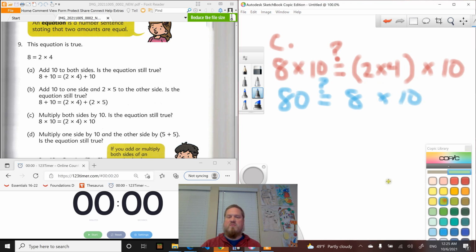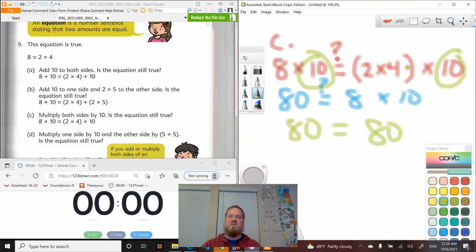We're going to write that out below. 8 times 10 is what? 80. We have 80 over here. Oh, they are equal. Multiply both sides of the equation by the same number, 10, and they'll be equal.